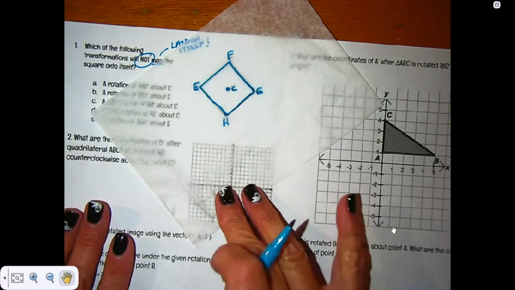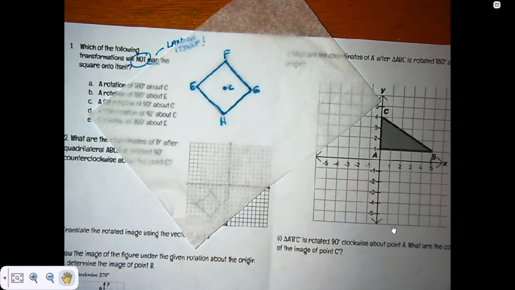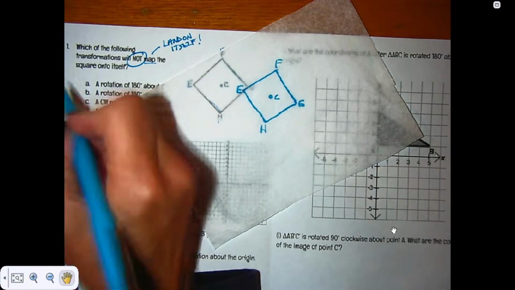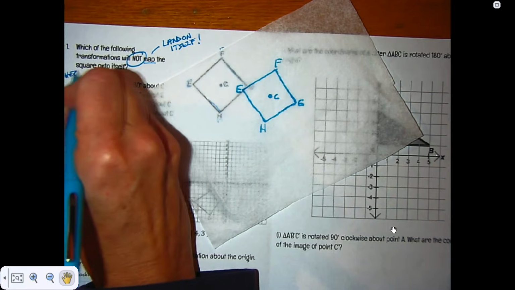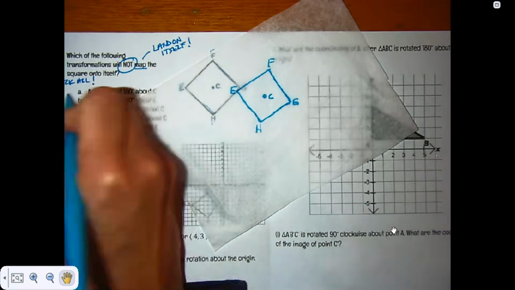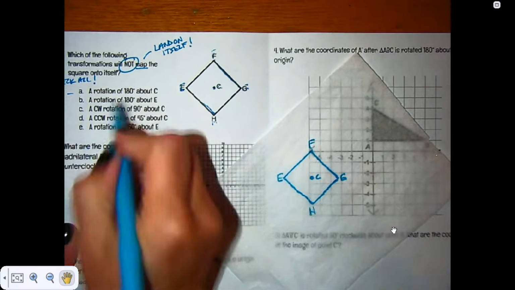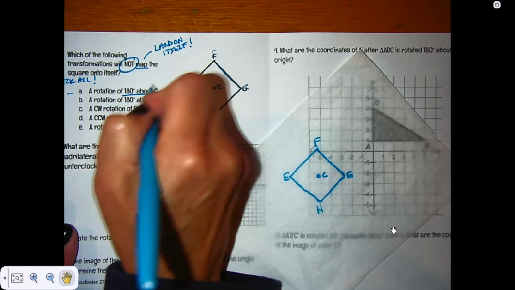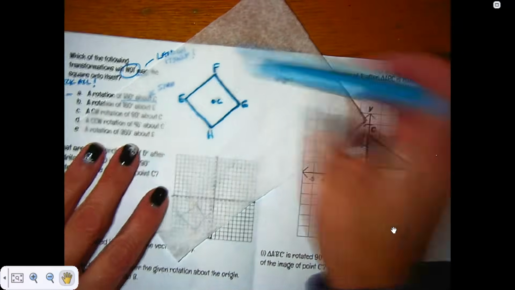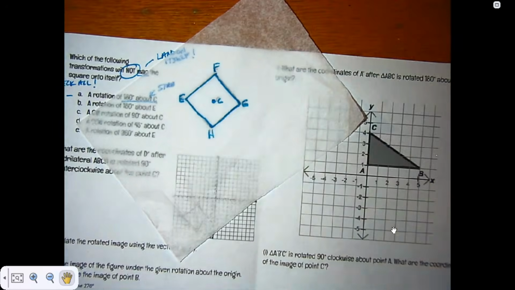Okay, so the first one is, let's check each one, because remember, it says which of the following transformations. So that means I need to check them all. Okay, I'm going to check the first one. So the first one says a rotation of 180 degrees about C. So that means you're going to stab it at C. So I'm going to put my paper down and stab it at C. So that means I'm holding it down at C. See me holding it down?